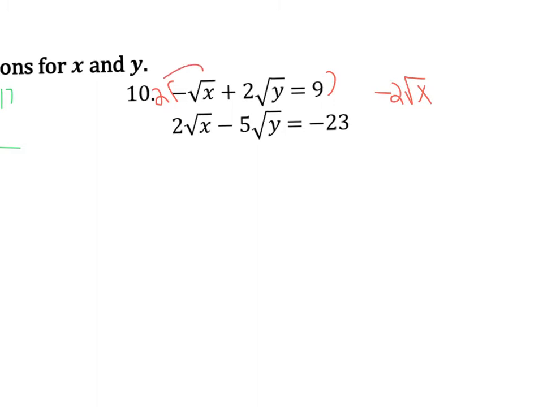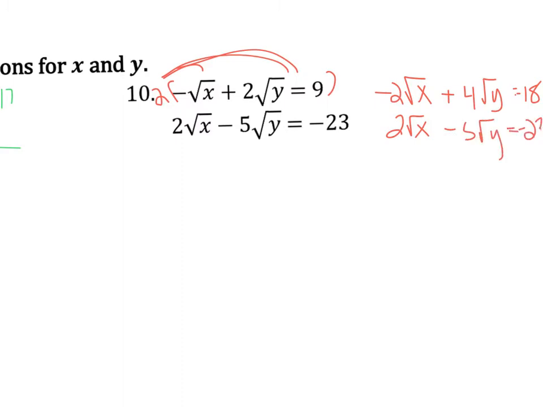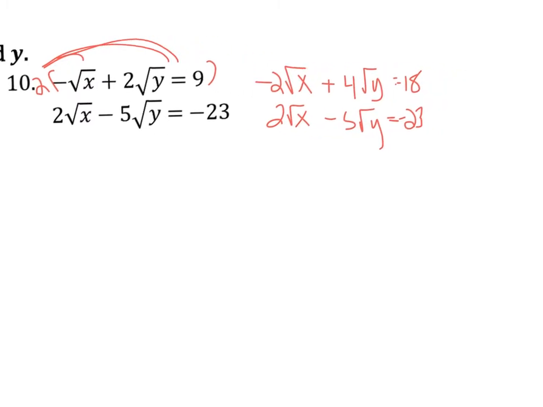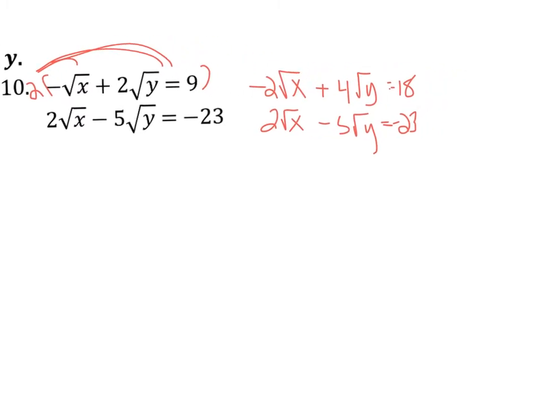When you do that, you have to multiply everything by 2. Keep that in mind here. Just going to bring that bottom down. And we're going to add those together. So -2 plus 2, those cancel out. 4 plus -5, it's going to give us -1 root y. And 18 and -23 is going to give us -5.